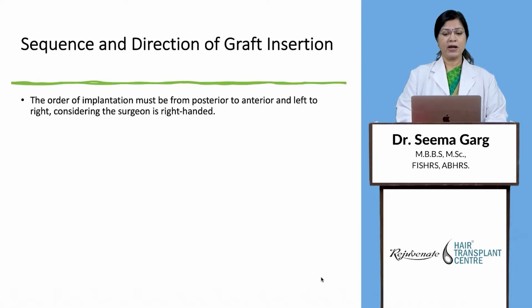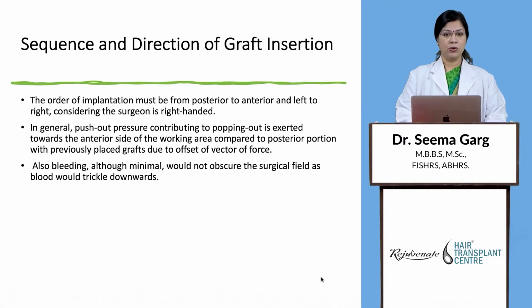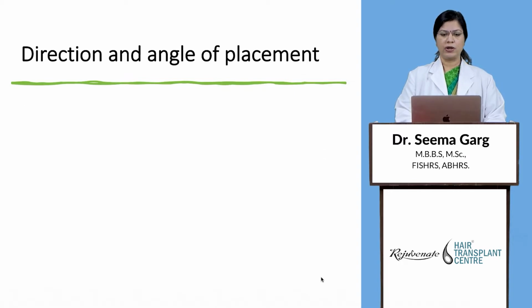The order of implantation must be from posterior to anterior and left to right, considering the surgeon is right-handed, because in general, push-out pressure contributing to popping out is exerted towards the anterior side of the working area as compared to the posterior portion. Also, bleeding, though minimum, would not obscure the surgical field as blood would trickle downward.